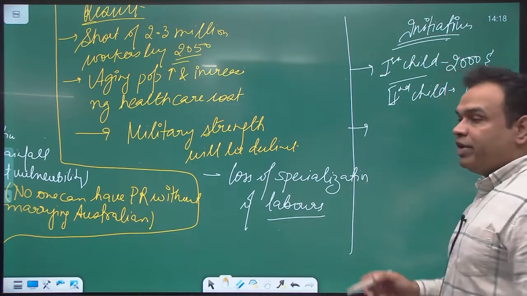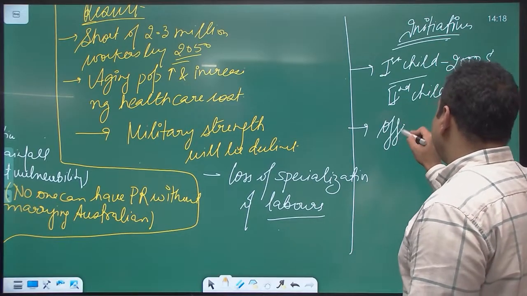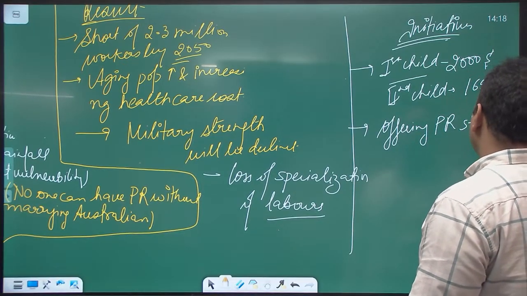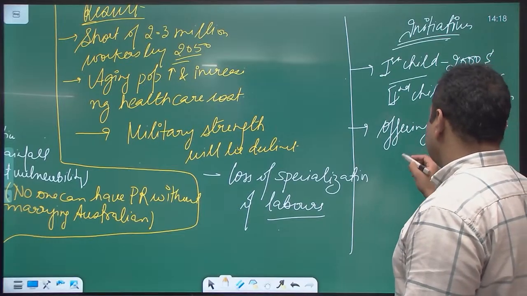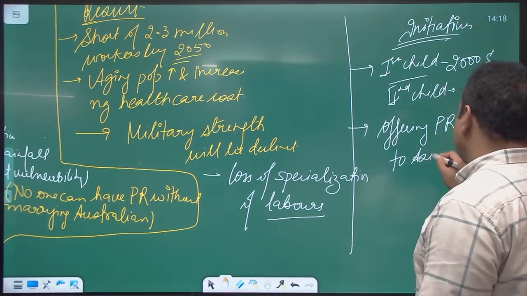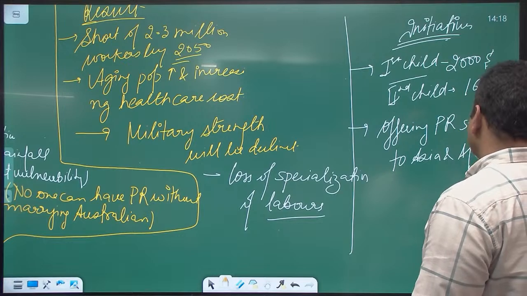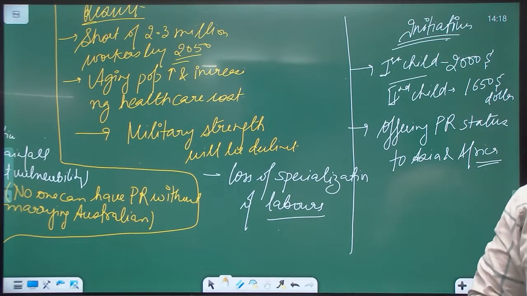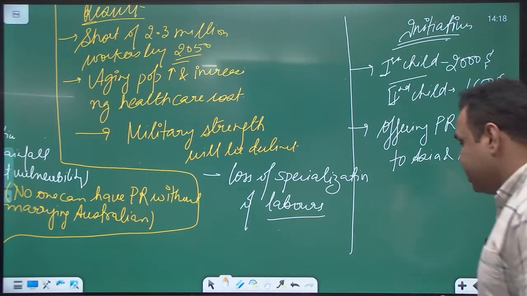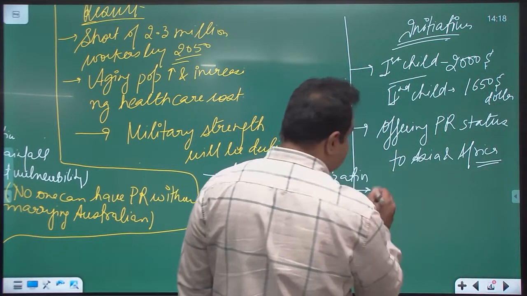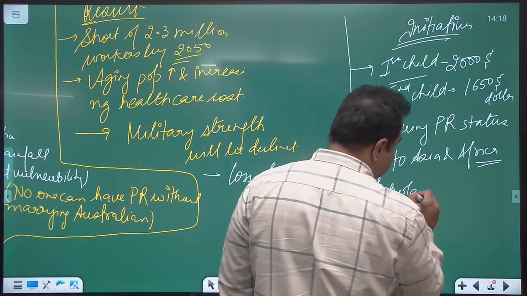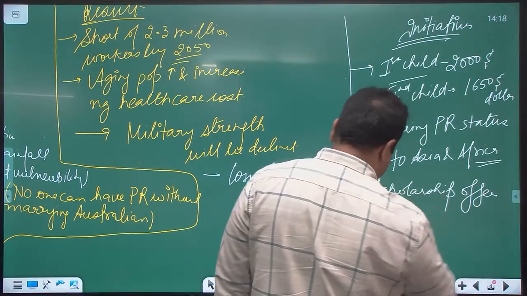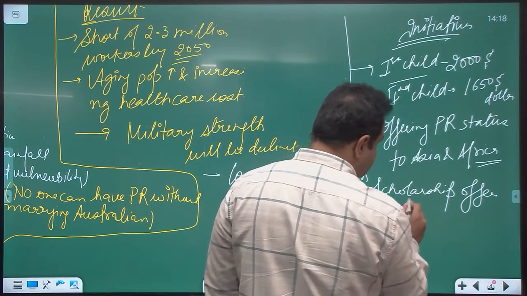Now they are offering PR means permanent residency, PR status to many of the overseas citizens of Asia as well as Africa. Those who have some special skills, those who are willing to work in remote areas, they are offering them PR status. PR means permanent residence status. ठीक है. Scholarship schemes are also being given. Scholarship offers are also given to overseas students.